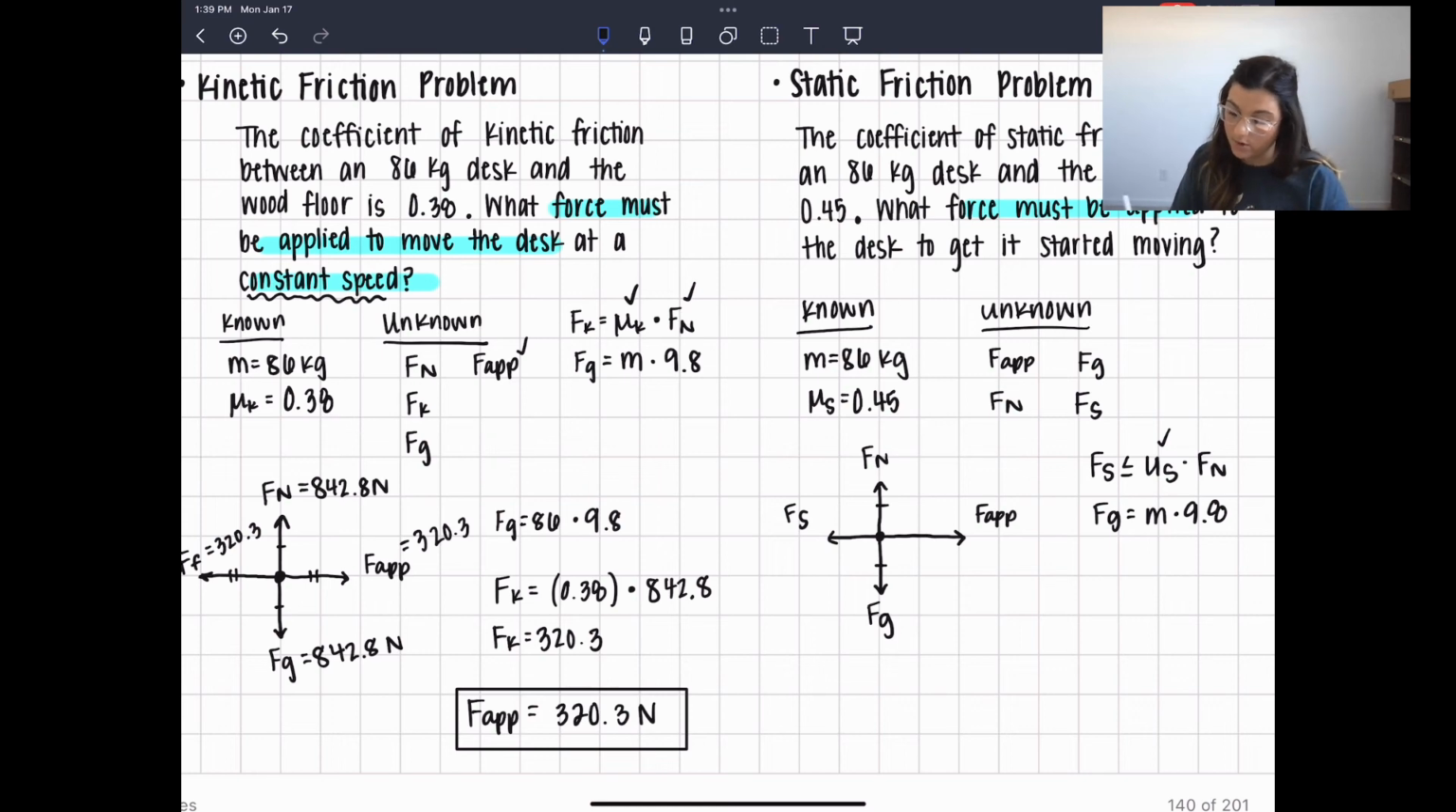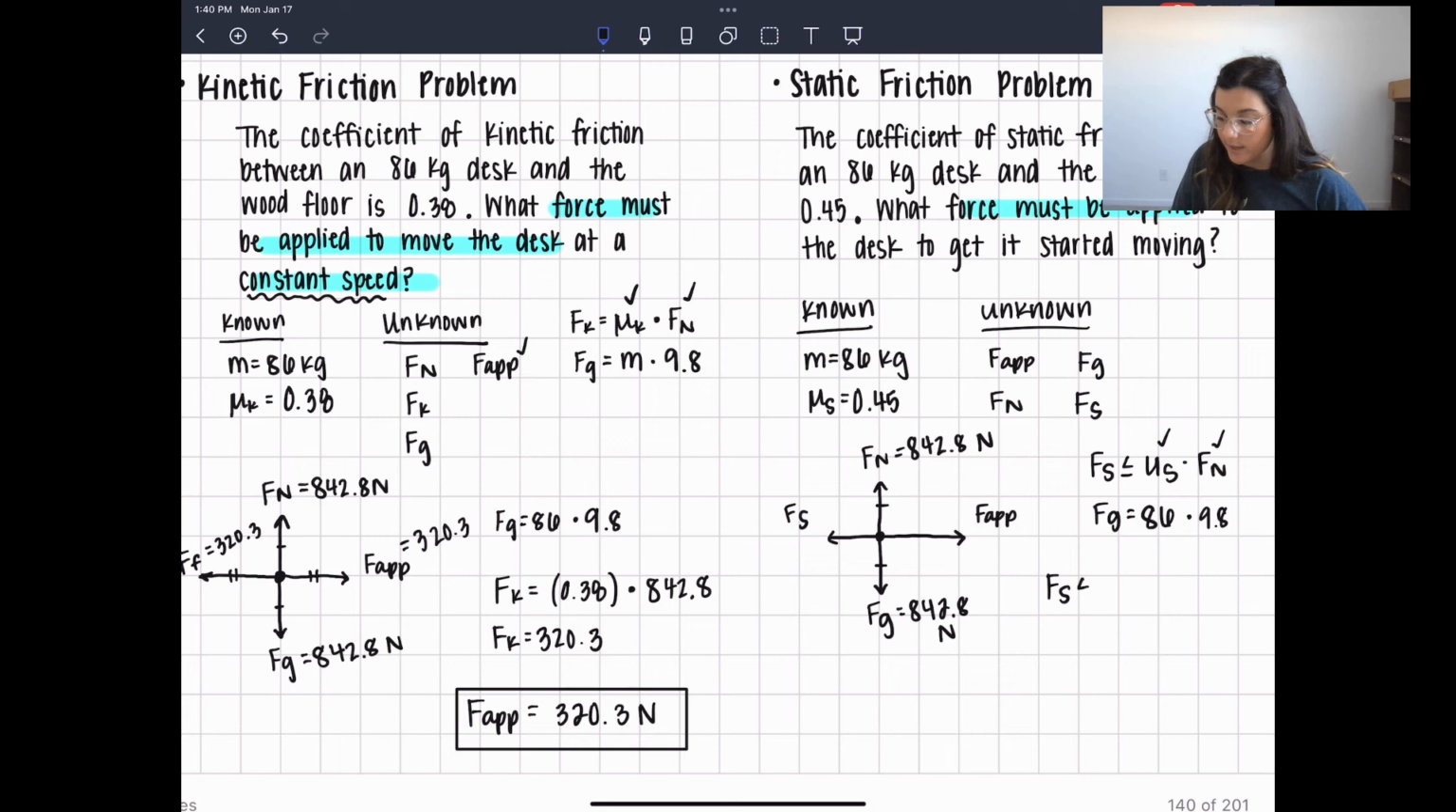So let's do that. So mass, this is actually going to work out very nicely because my mass is the same mass as the last problem. So this is going to be 86 times 9.8 all over again, which I already know the answer to from the last example. So my force of gravity is again 842.8 newtons, which means my normal force is 842.8 newtons. Perfect. So now I know normal. I can plug that in to my equation.